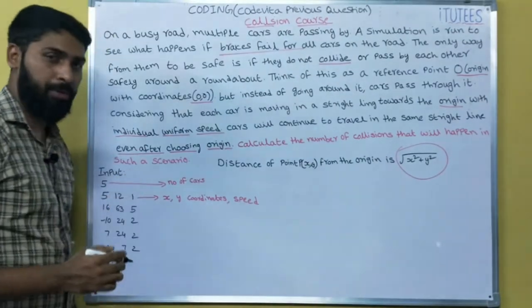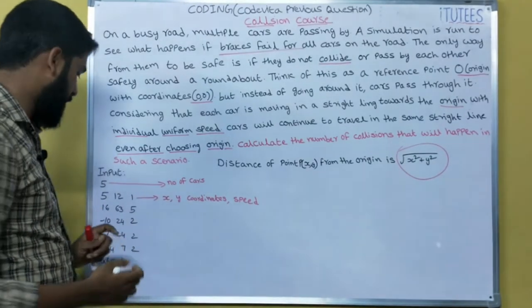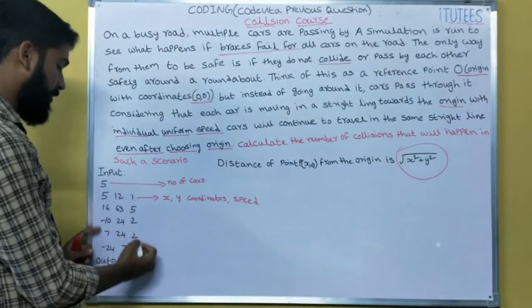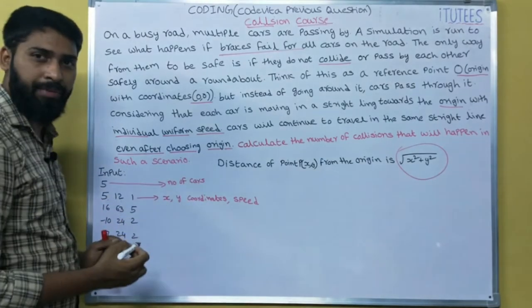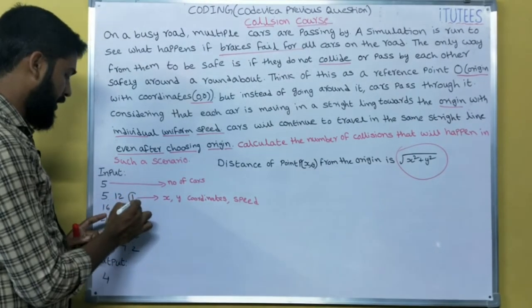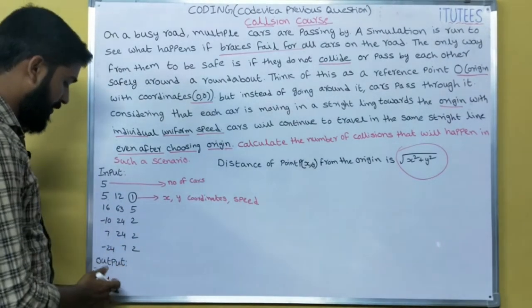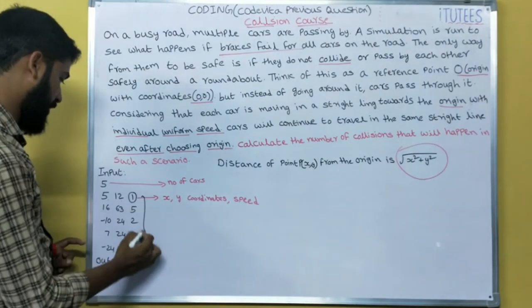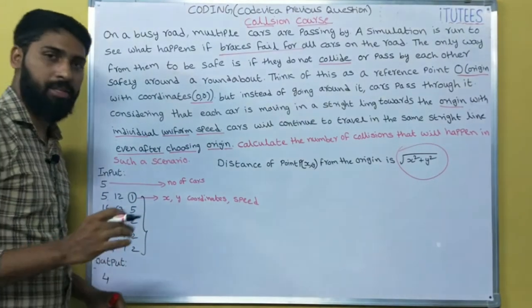Here is the sample input. First is 5, that indicates the number of cars. Next there are 5 entries. The first 2 values are the xy coordinates of the car, and this one is the speed of the car. So this is the output. We get 4 for these combinations. That means 4 collisions occur. So how can we see this?